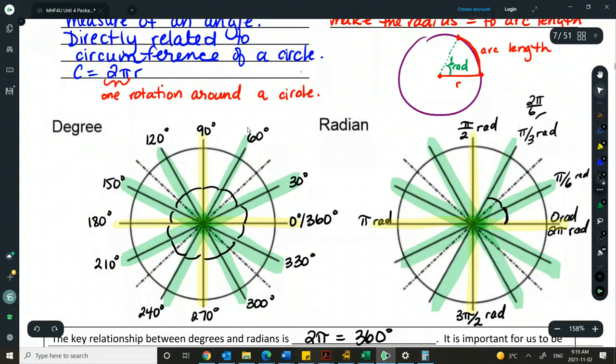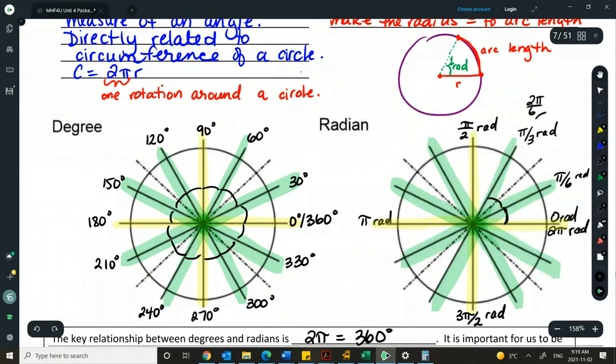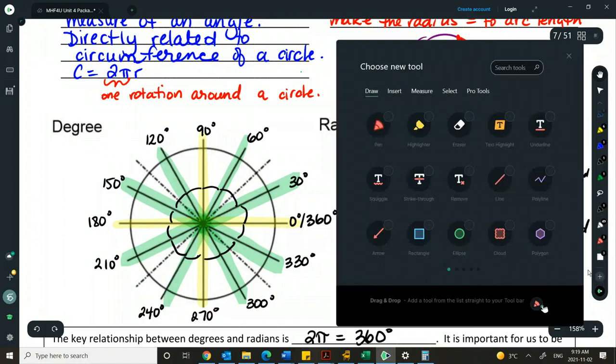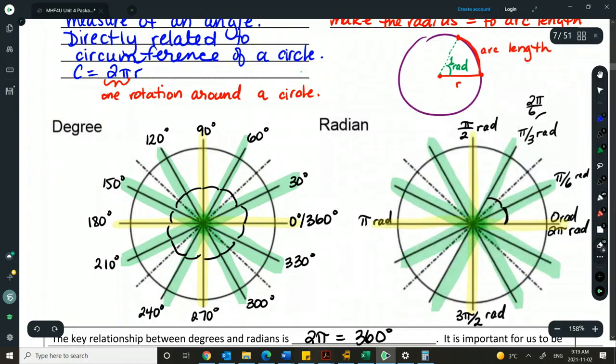Sorry, guys. We have to delete this out. Why? Why are you doing this to me? Okay, let's just add an eraser on here. There we go. Keep that.